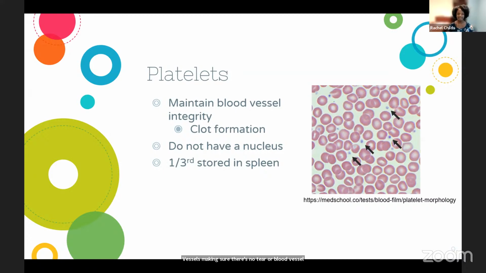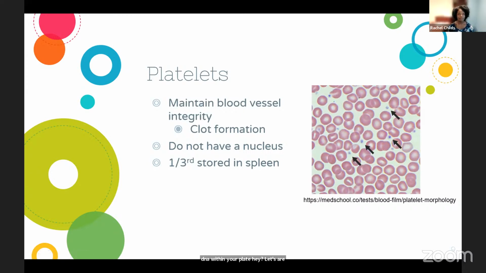However, their main function you'll only see occur when there is a vessel injury, a tear, or you cut yourself. That's when your platelets really take action. During this process, your platelets help form clots to prevent excess blood loss. That's the main function platelets play within your body. Like red blood cells, your platelets do not have a nucleus, so there's no DNA within your platelets.